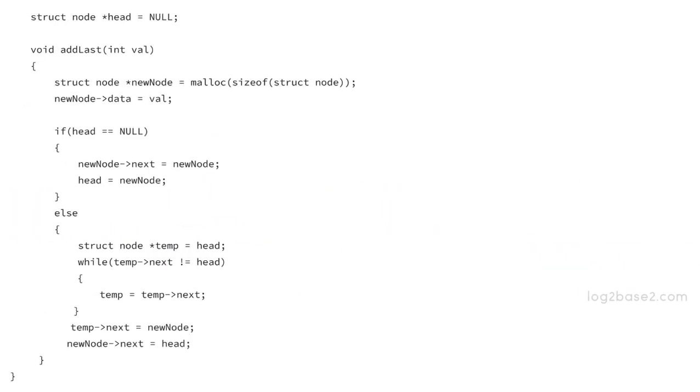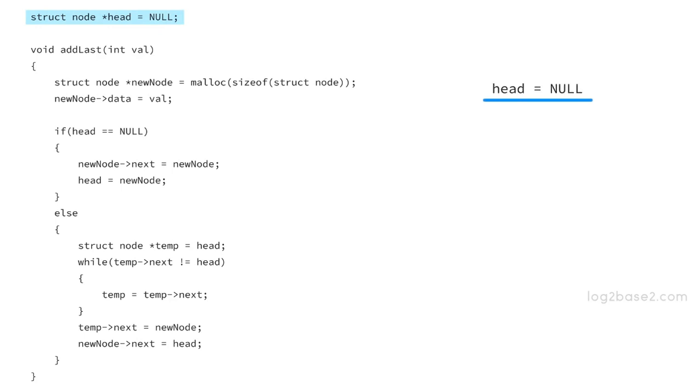Now let us see the C program to insert a node at the end of a circular linked list. So this is the function which will add the new node at the end of the list. We will pass the value to be added to the function addLast and it will create a new node with that value and insert it at the end. So let us see how. So here, first we have an empty circular linked list, so head equal to null. Now let us insert a node with value 10. So we will call the function addLast by passing the value 10 and let us see what happens.